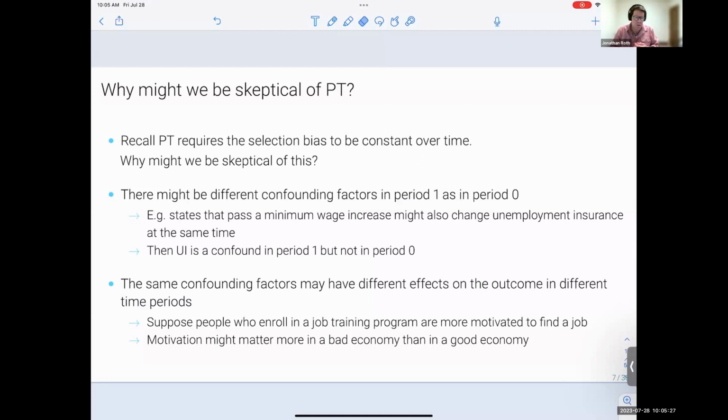So it's not just that there have to be new confounding factors, but it could also be that the confounding factors that exist just matter more in different periods, such that the impact of that confounding factor will be different in period zero versus period one. Or in other words, the selection bias, the difference in the outcomes owing to that confounding factor, will be different in period zero than in period one, and so parallel trends will be violated.